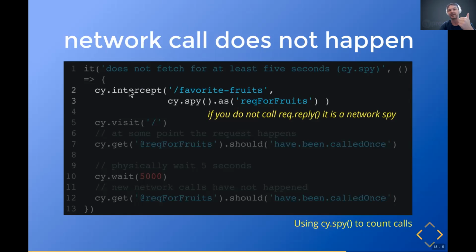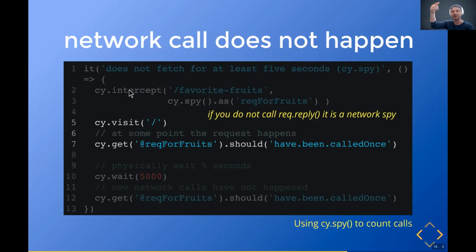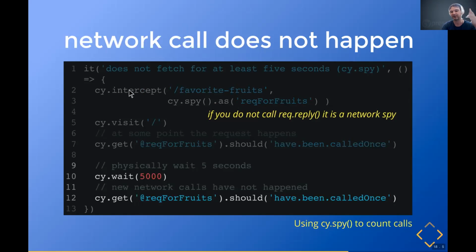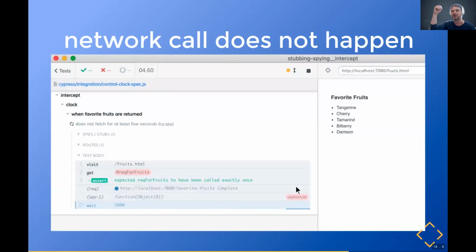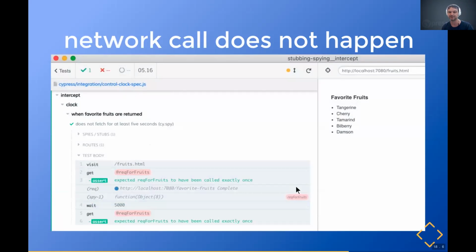But having a cy.spy is very convenient because you can do things like get the spy alias and say should have been called once. So you're not checking the network, you're just checking how many times your cy.spy has been called. When you wait 5 seconds and you say should have been still called once. Again, the test works the same. In pink, you see your cy.spy aliases.